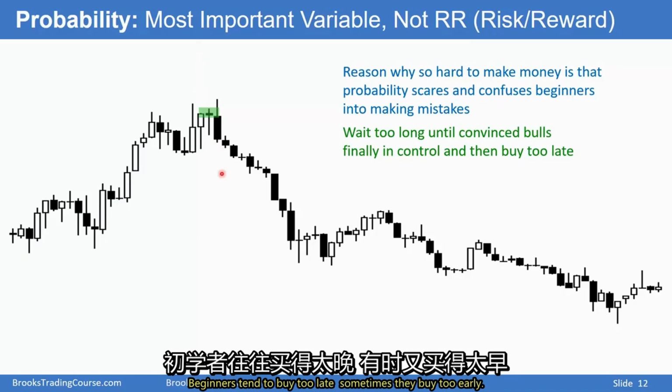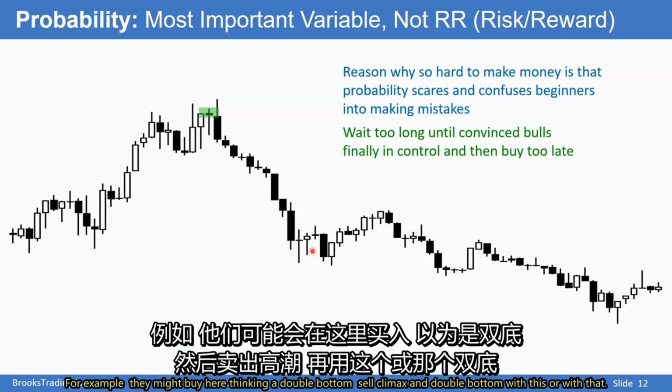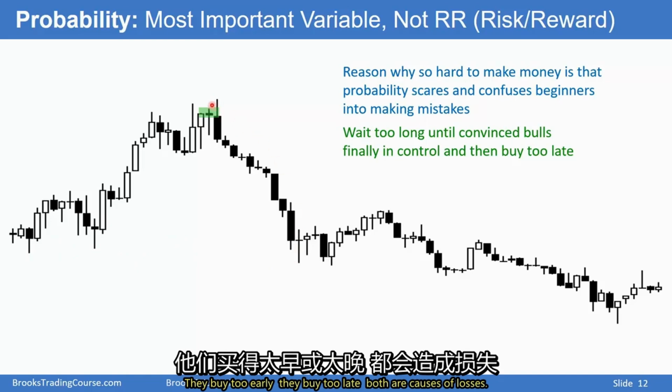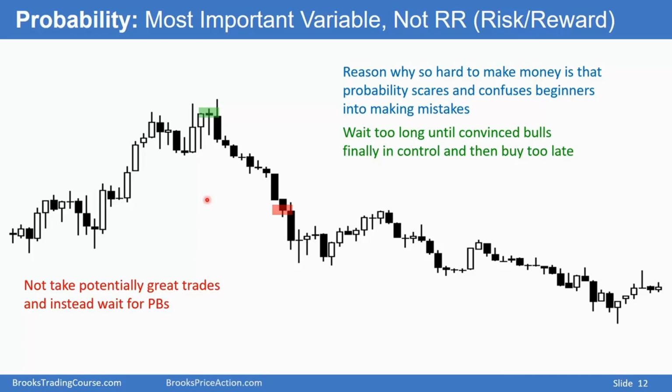Beginners tend to buy too late. Sometimes they buy too early. For example, they might buy here thinking a double bottom, sell climax and double bottom with this or with that. They buy too early, they buy too late. Both are causes of losses.